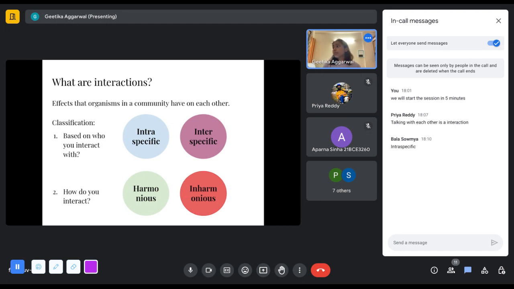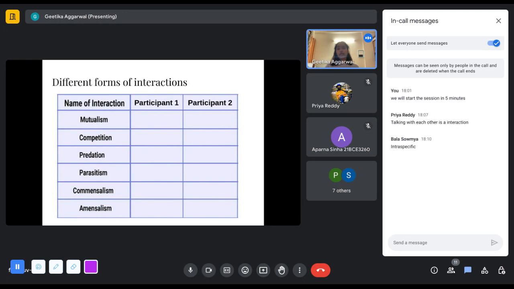So moving on, we have these different forms of interactions and we have this table. Can you guys tell me what should be the signs in these two columns based on which interaction we are talking about? Coming to mutualism, how does it impact the two participants who are interacting mutualistically? What is the impact on both of them? What would be the sign in these columns? Anyone?